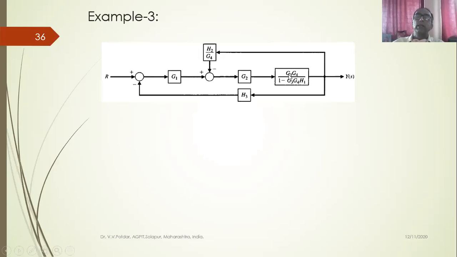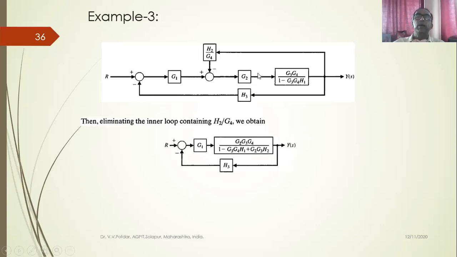So G2, G3, G4 upon 1 minus G3, G4, H1 will be in the numerator, divided by 1 plus G2, G3, G4 upon 1 minus G3, G4, H1 into H2 by G4 will be in the denominator. So I'll get a single block for this loop, eliminating the inner loop containing G3, H2, G4. Right. This is after removing this minor feedback loop, I get this block. And this summing point is removed now. Once I solve this minor feedback loop, the summing point also goes.